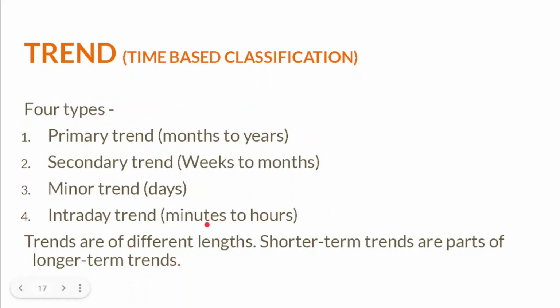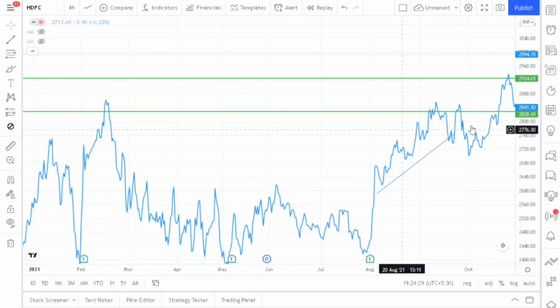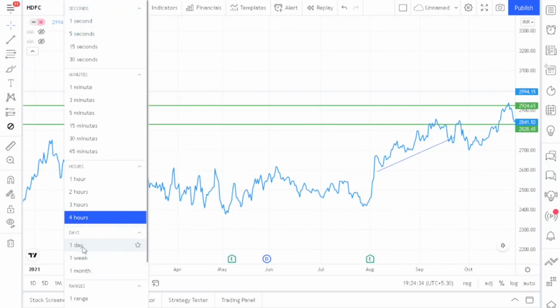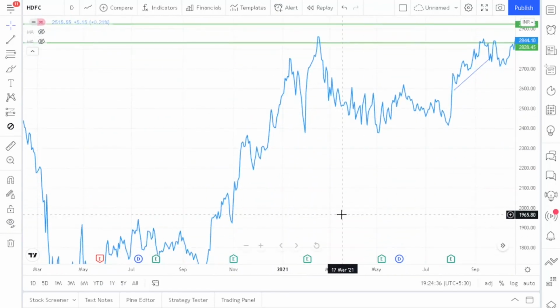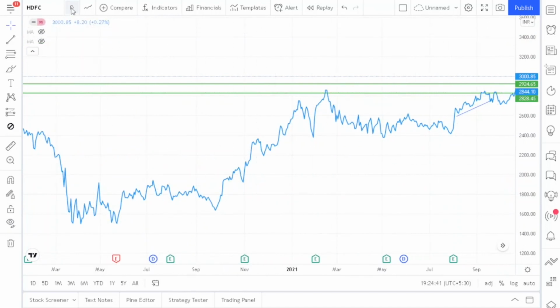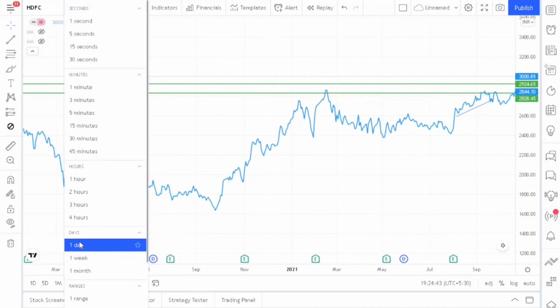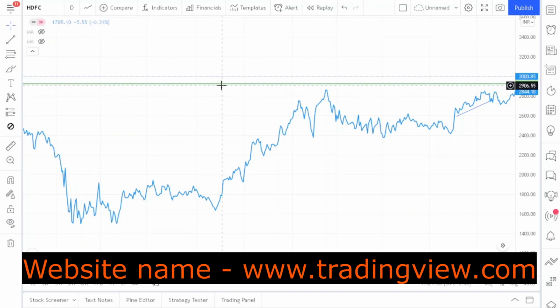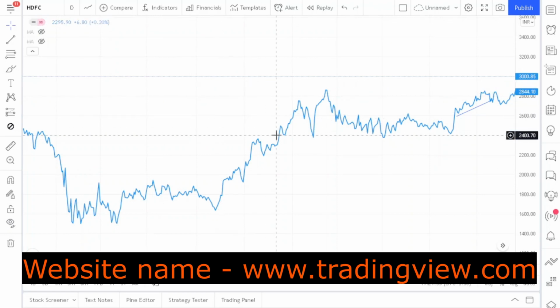So let's go to the chart now and try to understand what is primary trend, secondary trend, minor trend, and intraday trend, right? Let's talk about what is primary trend first. Primary trend means where you can see the yearly data and the monthly data as well. Here I have used daily charts, and I am using TradingView software. I highly recommend you to use this TradingView software if you want to improve your technical analysis skills, and if you want to learn how to read charts.